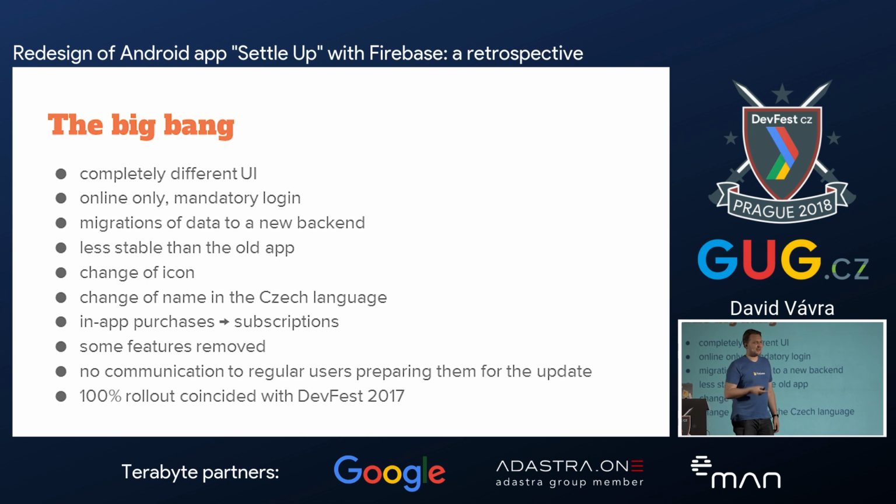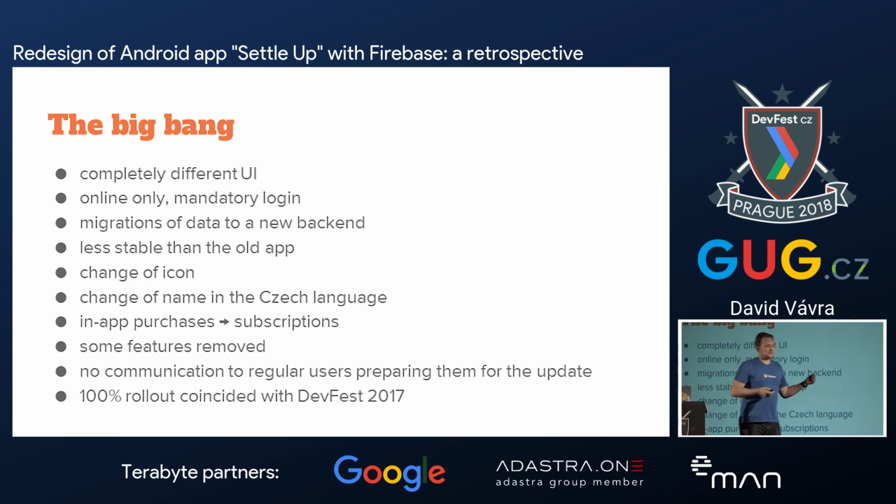We also changed the name, just in Czech, because in Czech it was called Dlužníček. In all other languages it was called Settle Up, and we wanted to unify the brand. So with this update we also changed the name. So Czechs also could not find it. When they were looking for Dlužníček, they couldn't find it.